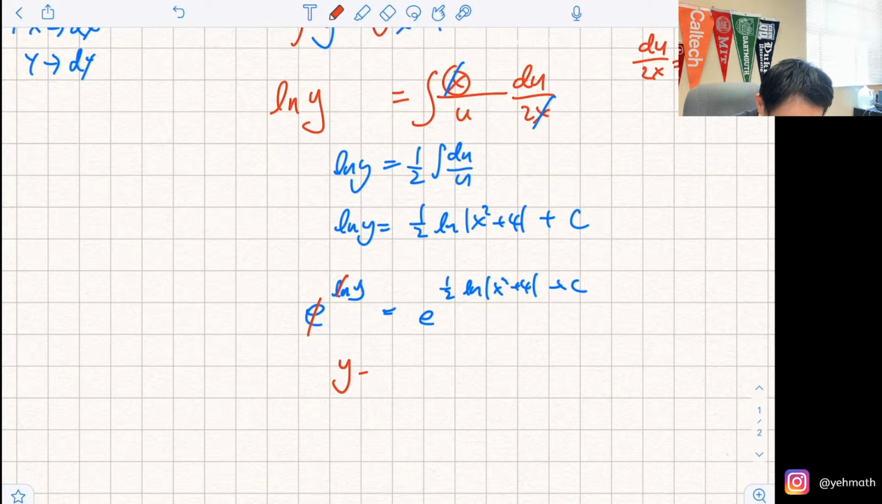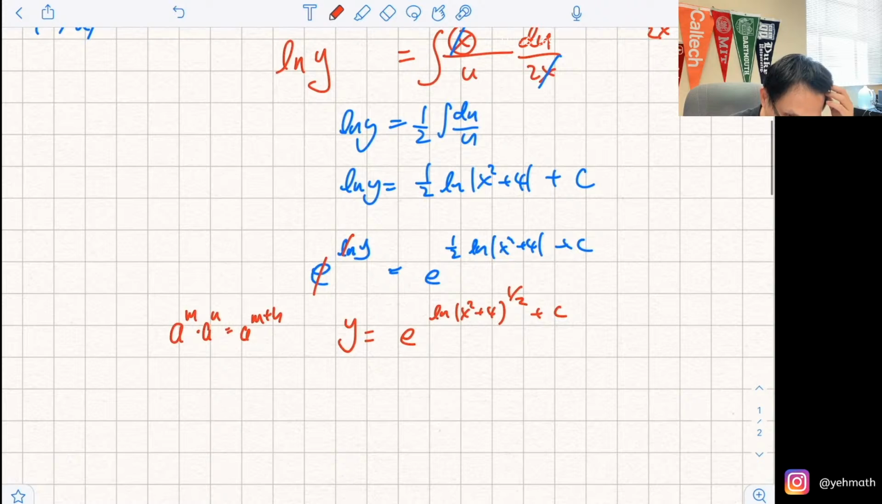I do e to the both sides, so y equals e to the ln of (x squared plus 4) to the 1/2 power plus c. So now e and ln can cancel out, but before you do that, also understand there was another rule that you learned in algebra 1 that e to the m plus n is equal to e to the m times e to the n.